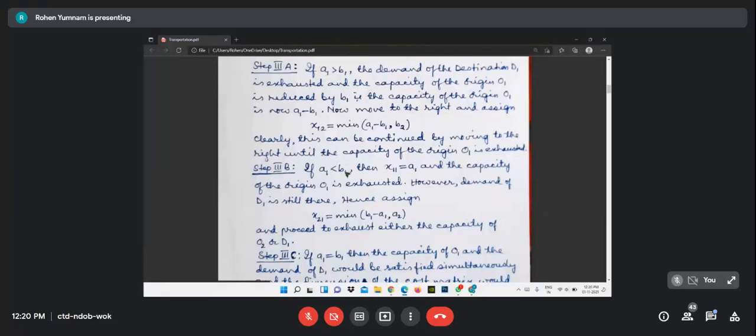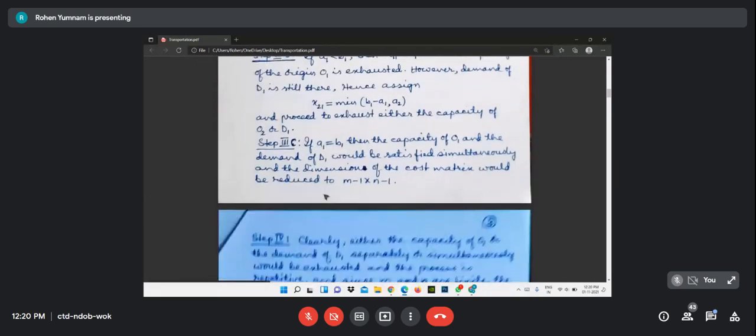And again, if A1 is less than B1, in this case it was A1 greater than B1. Now, if A1 is less than B1, then X11 equals A1 and the capacity of the origin O1 is exhausted. However, the demand of D1 is still there, and hence X21 equals the minimum of B1 minus A1 and A2, and proceed to exhaust either the capacity of O2 or D1.